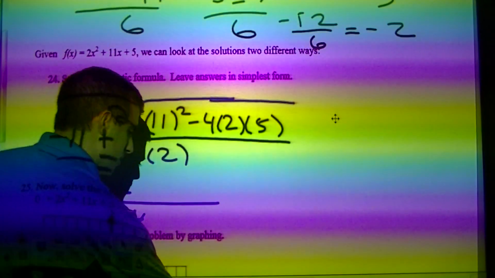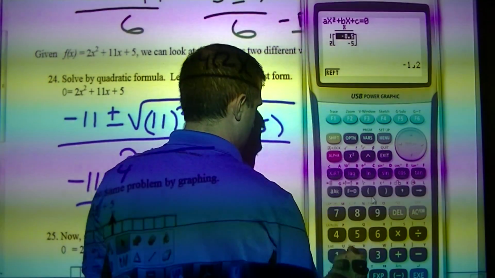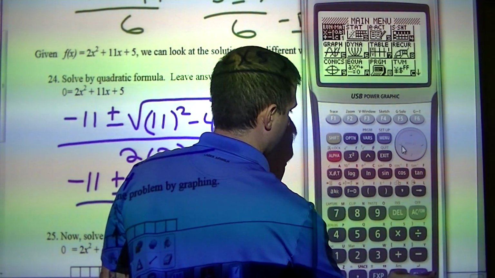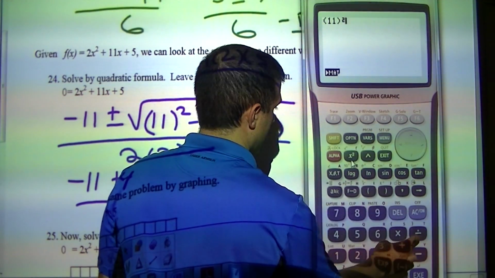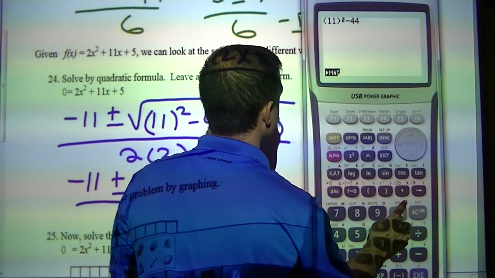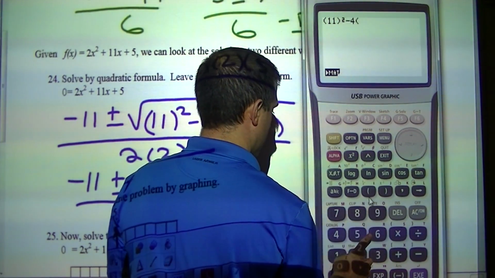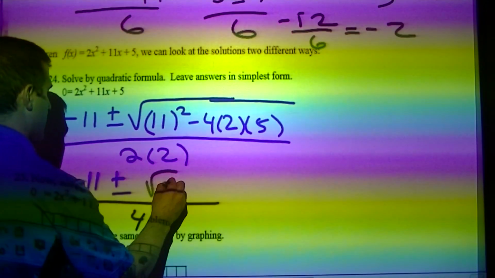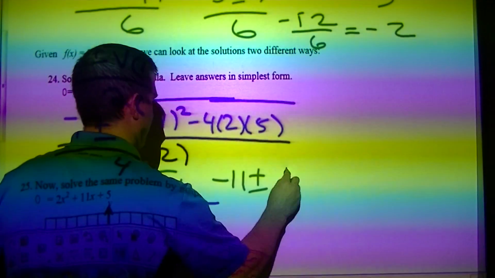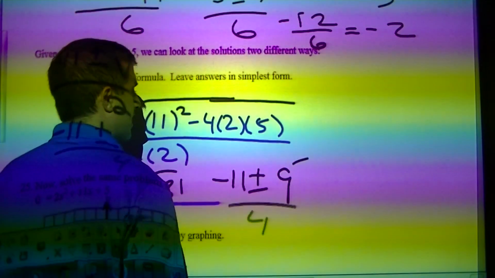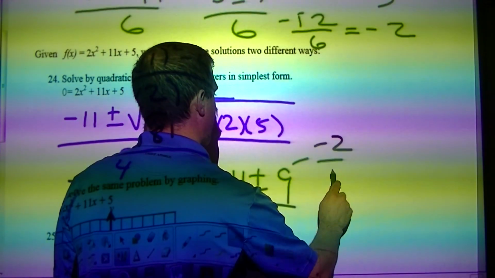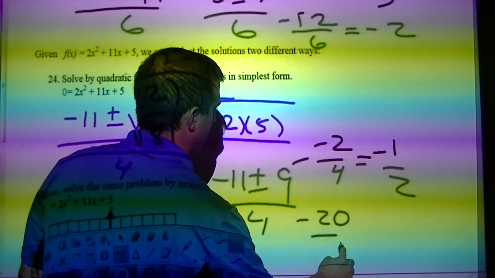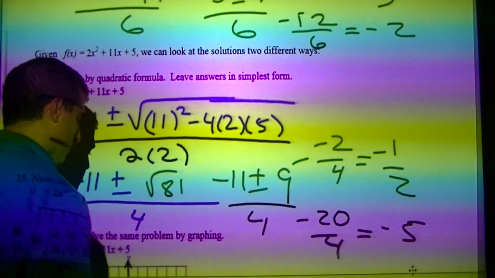That's negative 11 plus or minus. Let's figure out what's underneath that square root. 11 squared minus 4 times 2 times 5. I get 81, okay? Square root of 81 is going to be 9. Negative 11 plus 9 would be negative 2, divided by 4 would be negative 1/2. Negative 11 minus 9 would be negative 20, divided by 4 would be negative 5. And I believe that's what I got for an answer.